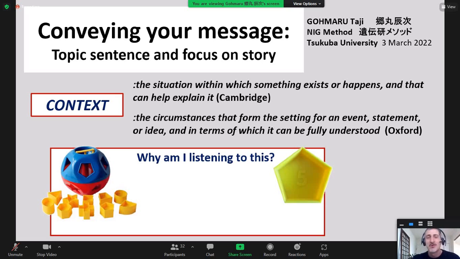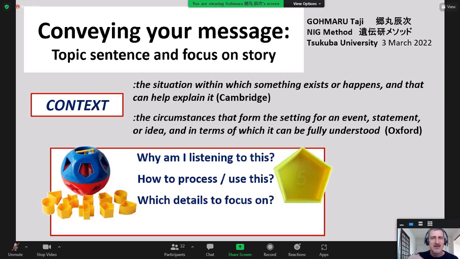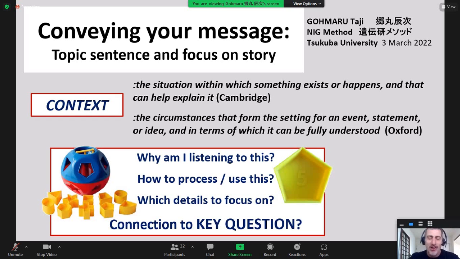We do not want our audience to be thinking, why am I listening to this? How do I process or use this information? Which details am I supposed to focus on? Or how is this related to the goal of this presentation, to the key question? These things should always be clear at all times.